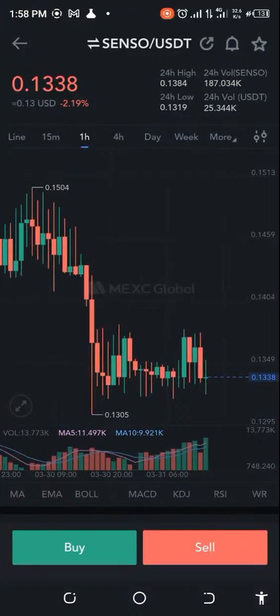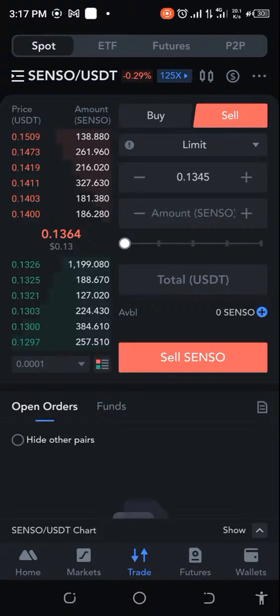But anyways, I'll give you the results. Let's see how it goes. All right, I'm back and it has already sold to USDT. Yes, Senso USDT is already sold. As you can see, Senso has been sold to USDT.